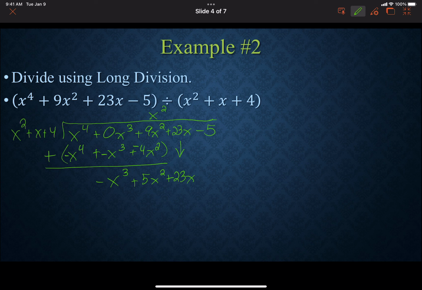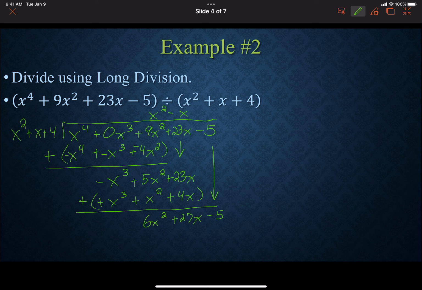Again, we do first term inside, negative x cubed, divided by first term outside, x squared. We get negative x. The negative x then multiplies the outside expression, giving us negative x cubed minus x squared minus 4x. And then we flip all the signs, or all those negatives now become plus signs. The negative x cubed and positive x cubed cancel. 5x squared plus x squared is 6x squared. 23x plus 4x is 27x. And then we carry down the negative 5.